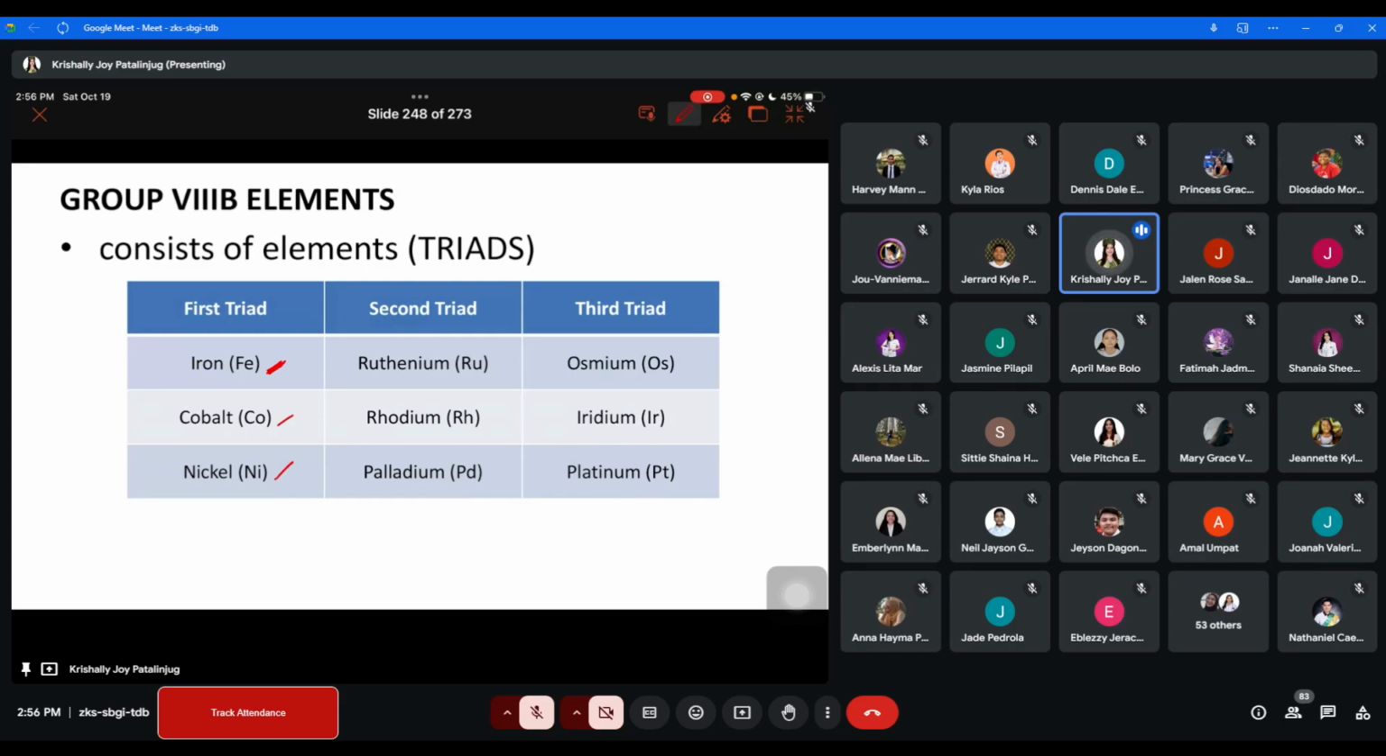And then sa second triad, Roro ng palad naman yung mnemonics natin dyan. Roro ng palad. Sa third triad, O, Sir, Pit. Okay? Ay, sorry. O for osmium, and then Sir for iridium, and then Pit for platinum. So, yan yung mga elements under group 8B, first, second, and third triad. Sige, let's start with the first triad.